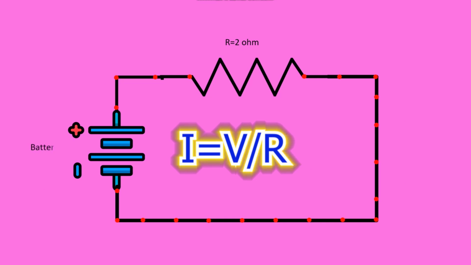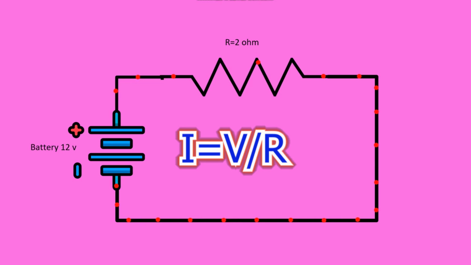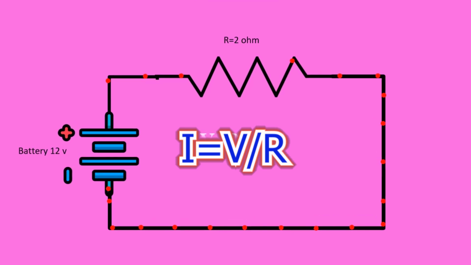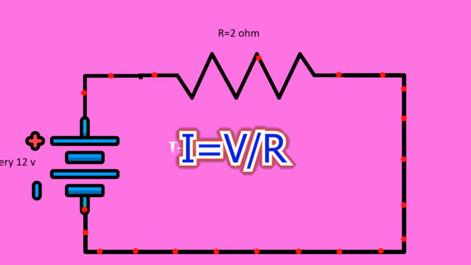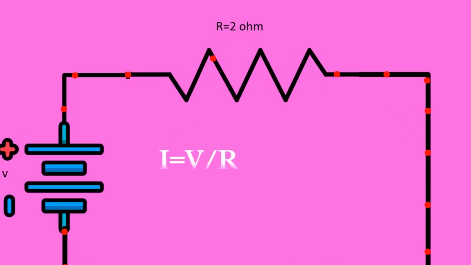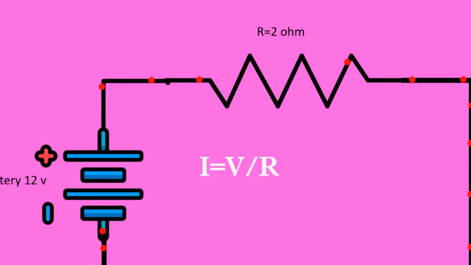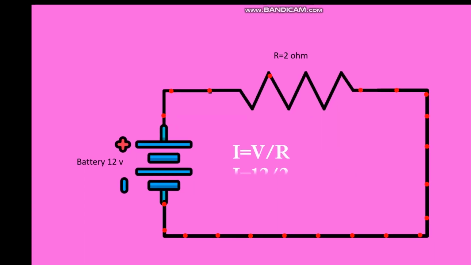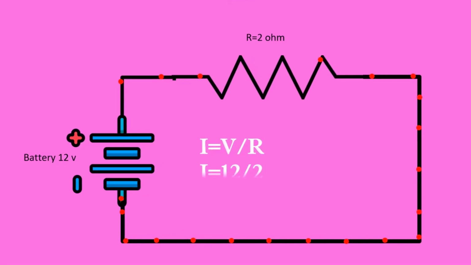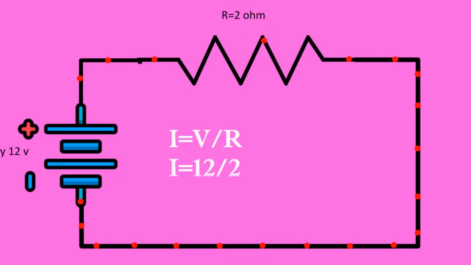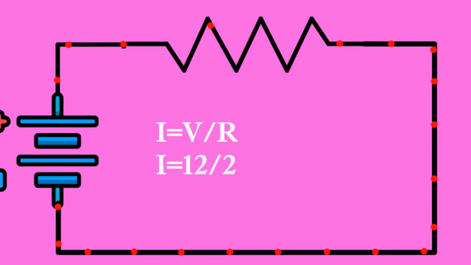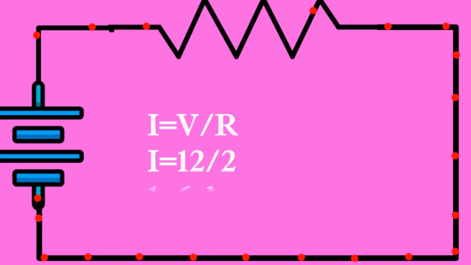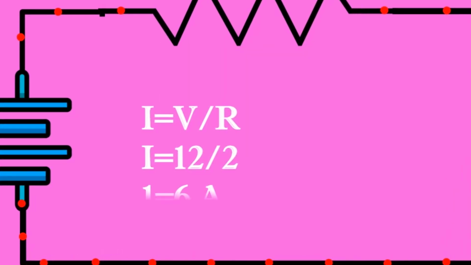In this video, we'll use some examples to understand how Ohm's law works and how it can be used to design and analyze electrical circuits. Let's consider a circuit with a 2 ohm resistance connected to a 12 volts battery. According to Ohm's law, the current flowing through the circuit will be I equals V by R, I equals 12 by 2, I equals 6 ampere.